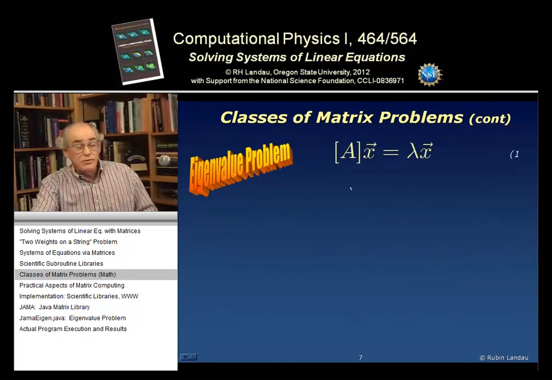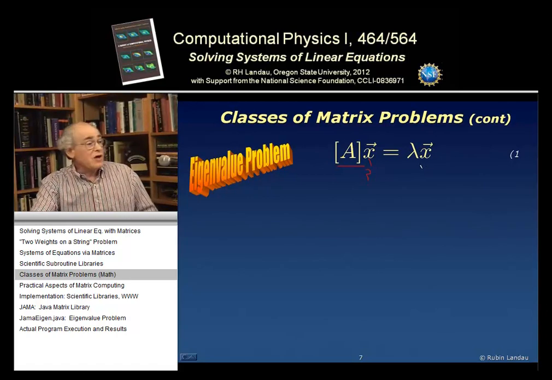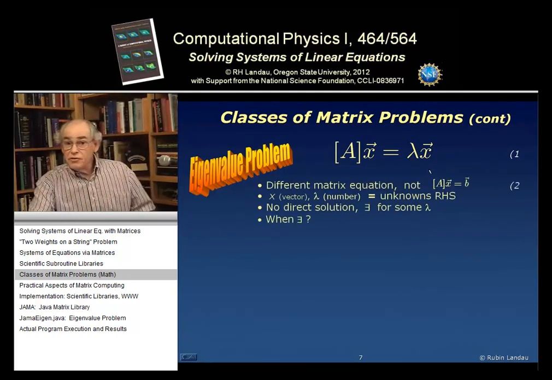So the eigenvalue problem is usually written as A, the same kind of square matrix as before, X, also unknown, and the same type of column vector of unknowns as we had before, but now the right-hand side's different. We have a parameter lambda, known as the eigenvalue, and again, the vector X of unknowns. Okay. So this is a different equation.